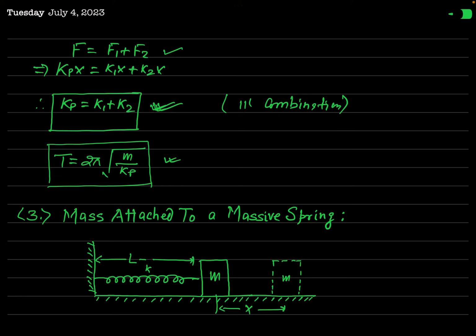Okay, and the spring constant is K. And this spring has a mass, let us say ms. ms is the mass of the spring. Now in this case too, if this block is slightly displaced from its equilibrium position and released, then again it will perform simple harmonic motion.